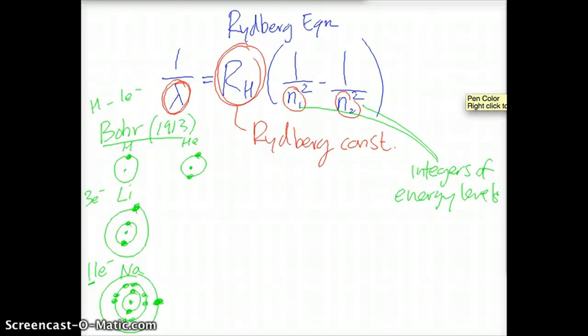These are what the integers are of the orbitals. So the innermost orbital, or ring, would be n equals 1. That's the innermost ring, so this would be right here, n equals 1. The second, n equals 2, would be this ring here. And n equals 3 would be this outermost ring on sodium.